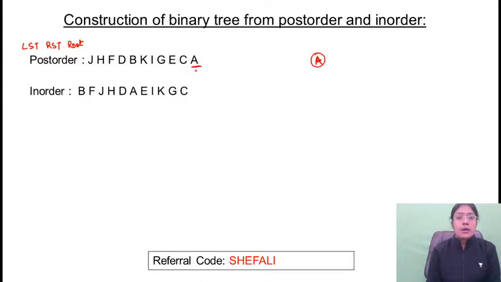After that, on the left, we have 5 elements. On the right, we have 5 elements. So what are those 5 elements? These are the elements of the right subtree. These are the elements of the left subtree. Among these 5 elements, these are the elements of the right subtree, elements of the left subtree. So in the left subtree, B will be the root. Among the right subtree elements, C will be the root.